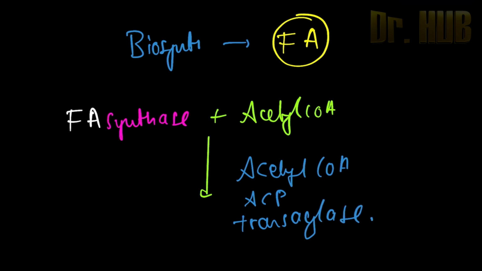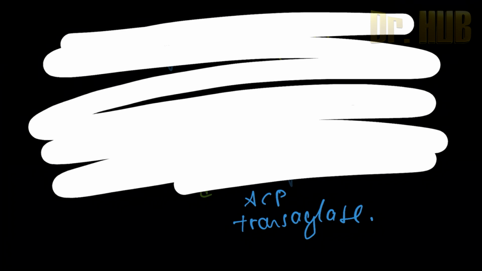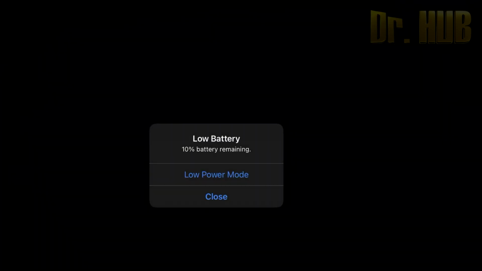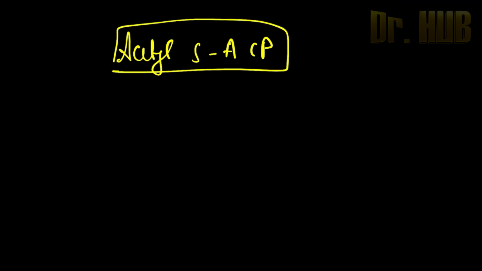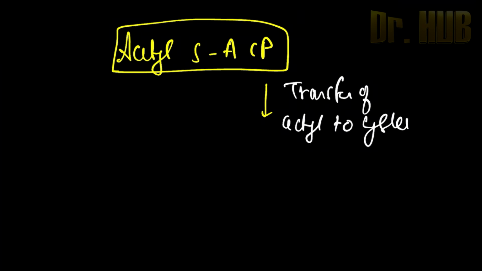So with this presence, what is formed? The formation of the product acetyl S-ACP. After formation of this acetyl S-ACP, there is the action of the transfer of acetyl to cysteine.